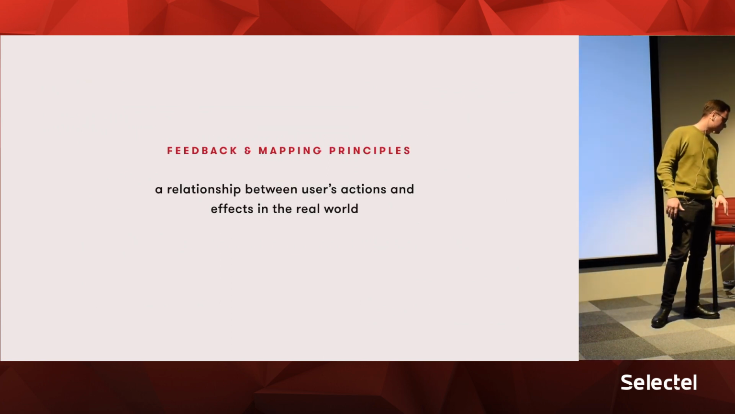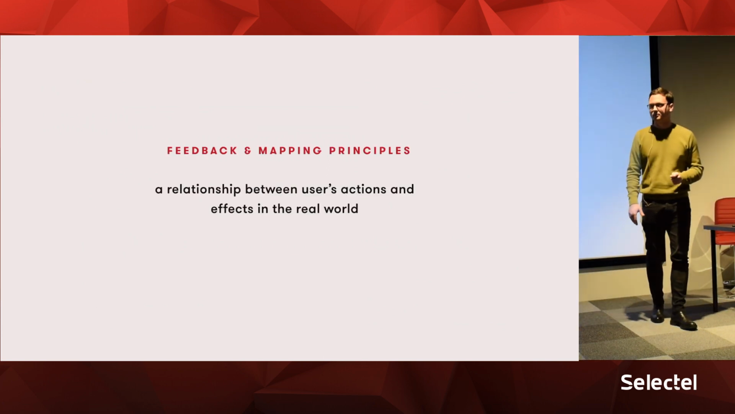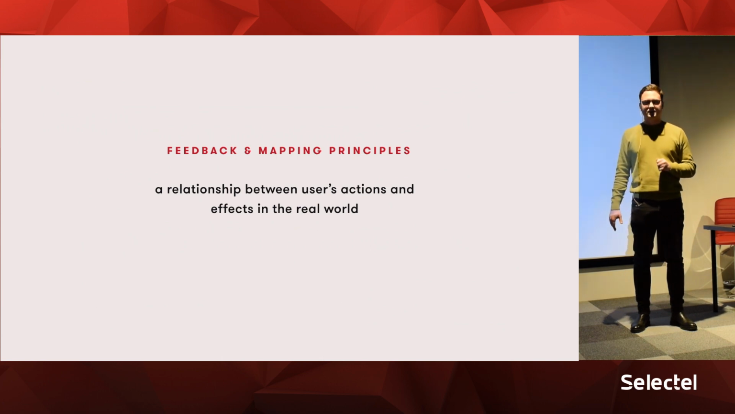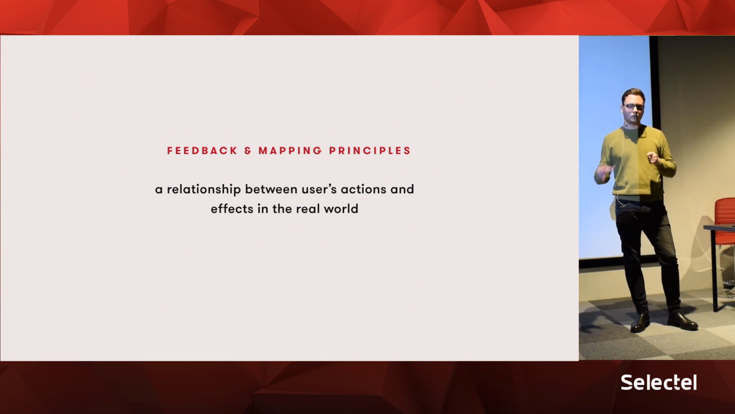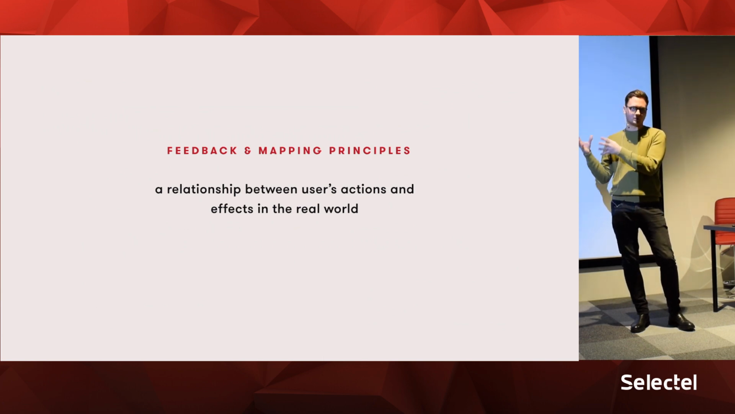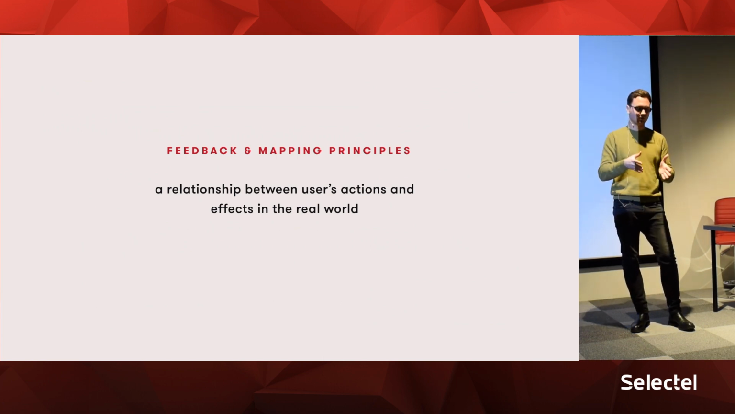Now, the next principle is called the feedback and mapping principle. And basically what it says is you have to always make sure that there is a direct feedback between a control and an effect, like what happens with this tool when you do something.